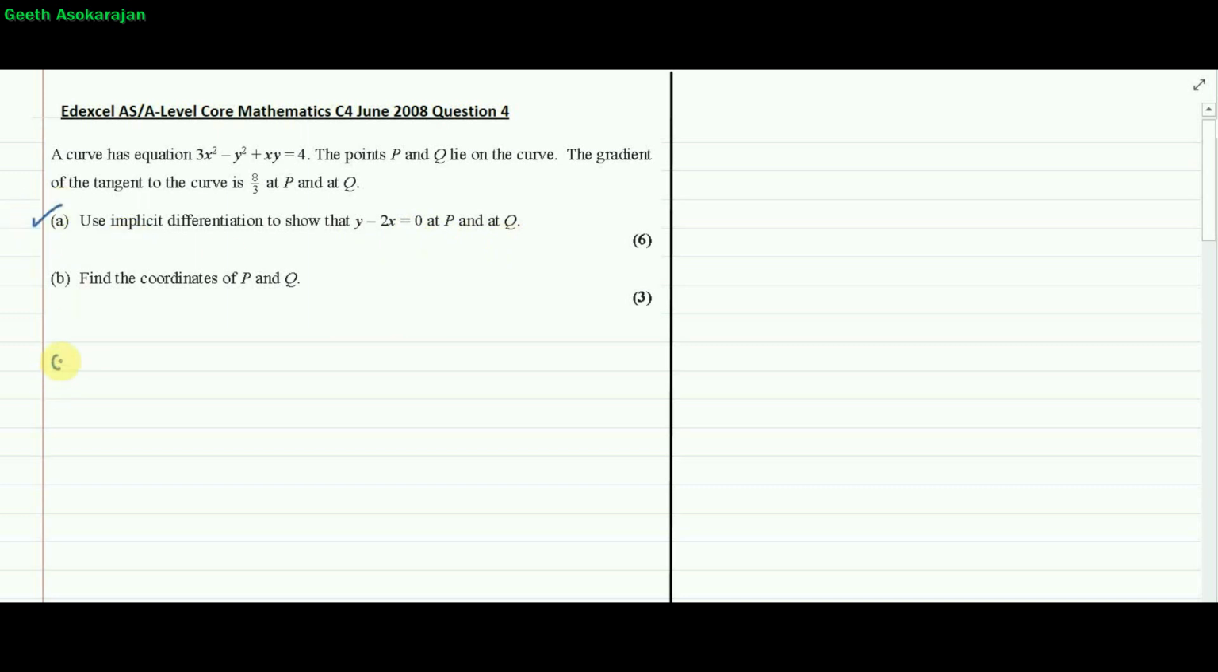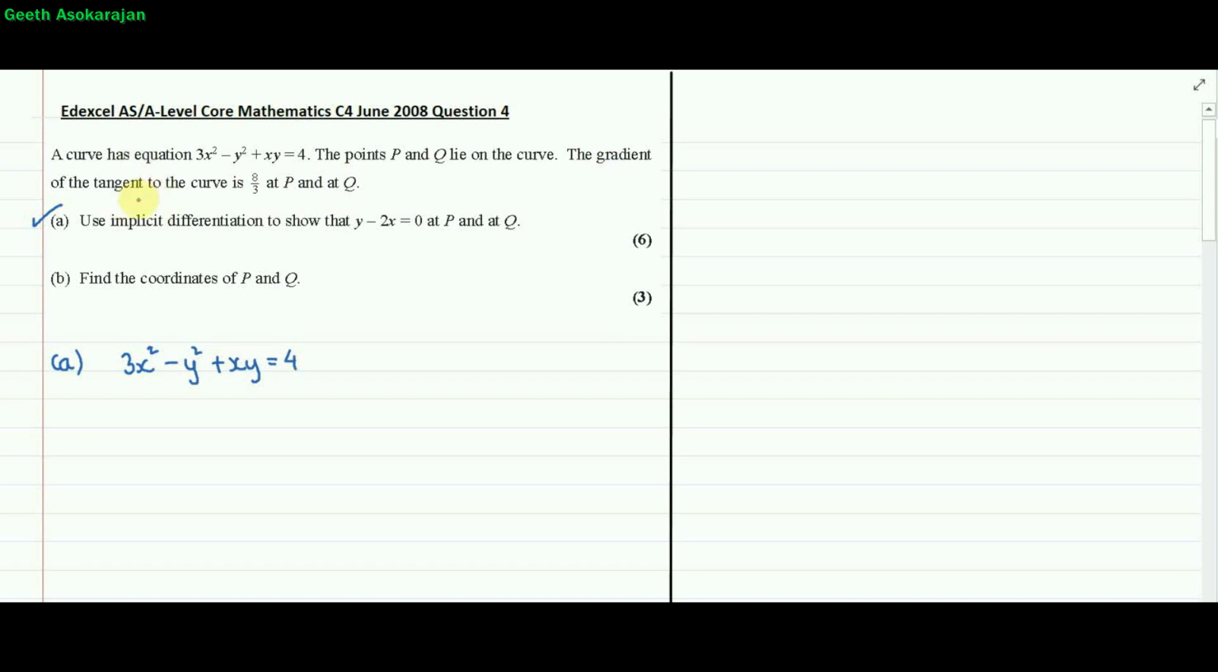Let me try part A over here. So let me copy down the equation of this curve. So it's 3x squared minus y squared plus xy, and that is equal to 4. Now the gradient of the tangent to the curve is given, so it's 8/3 at P and at Q. So let's work out that gradient.